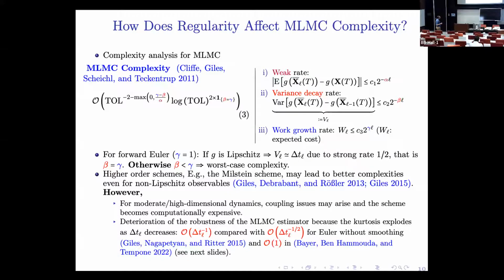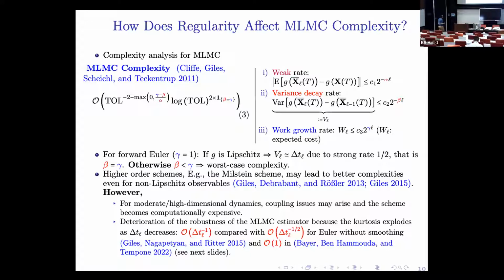And as you see, this is related to 3 parameters. The first parameter is alpha, which describes the decay of the weak rate. The second parameter is beta, which describes the speed of decay of the variance. And the third parameter gamma describes the work growth. You can get the optimal case, which is tol to the power -2, if you have beta strictly greater than gamma.